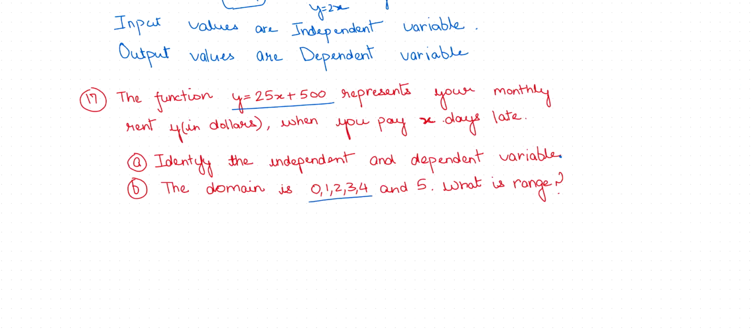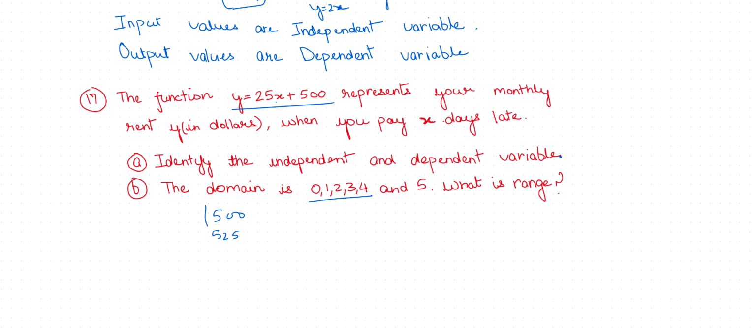So what does this function say? When x is 0, it means if you pay the rent on time, the rent is 500. But if you pay 1 day late, it becomes 525. Okay. With every day late, it adds up to $25. And when you pay on time, rent is 500.